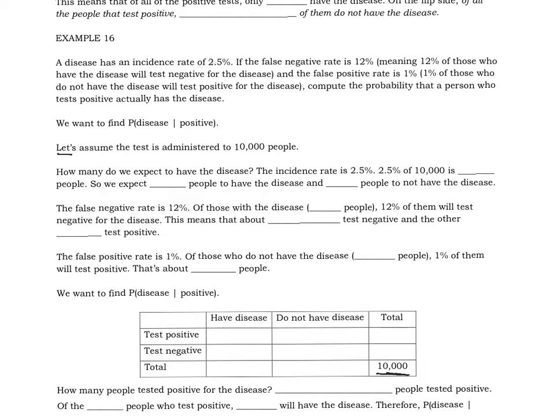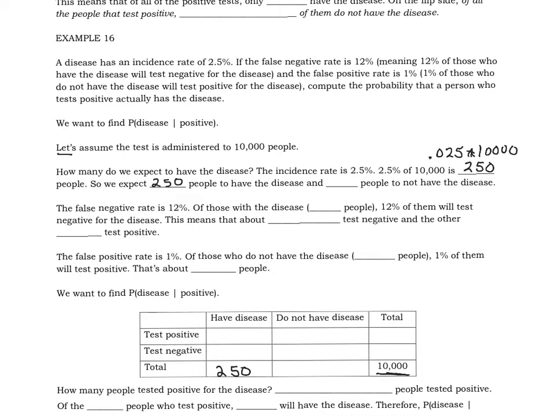Okay, so how many do we expect to have the disease? The incidence rate is 2.5%, so 2.5% of 10,000. So let's not forget to move our decimal 2 places to the left, times 10,000, and that gives us 250. So remember, we would put 250 here.